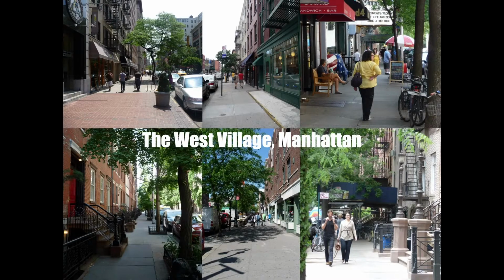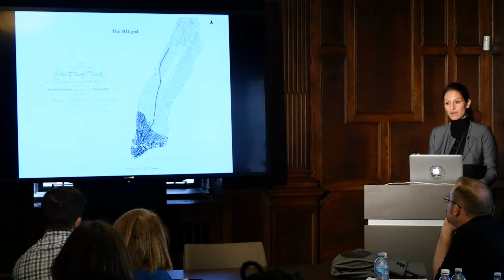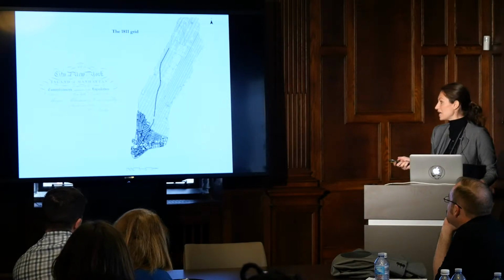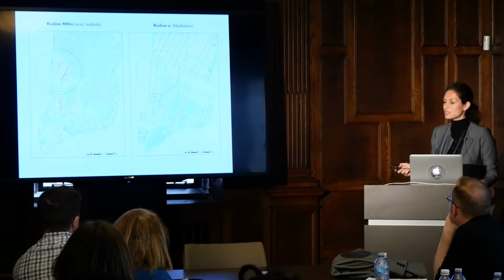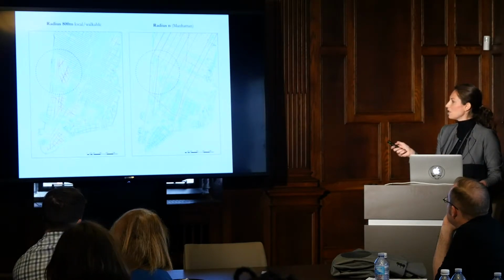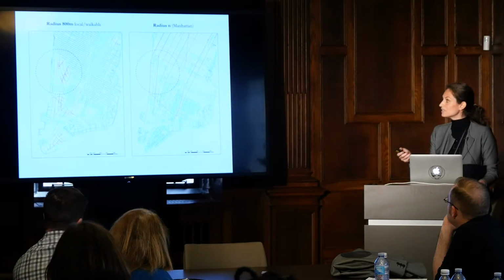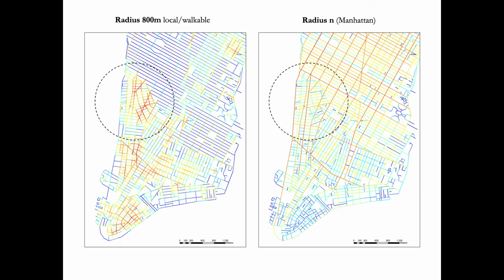And I found similar patterns in the West Village in Manhattan. So the West Village is a unique case because of how it kind of interfaces with the commissioner's plan. So it deviates from the grid. And again, that meant that the area was protected from citywide flows after the plan was developed. And here you see the difference again between the streets that are found to be important at the local scale, at a walkable scale of 800 meters, let's say, and the streets that are found to be important when we are looking at the wider street network of Manhattan.